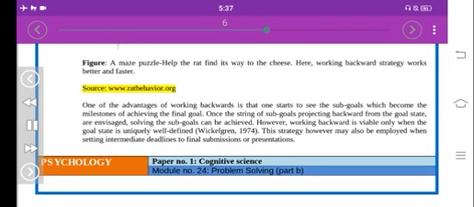Source. One of the advantages of working backwards is that one starts to see the sub-goals which become the milestones of achieving the final goal. Once the string of sub-goals projecting backward from the goal state are envisaged, solving the sub-goals can be achieved. However, working backward is viable only when the goal state is uniquely well-defined. Wickelgren, 1974. This strategy, however, may also be employed when setting intermediate deadlines to final submissions or presentations.